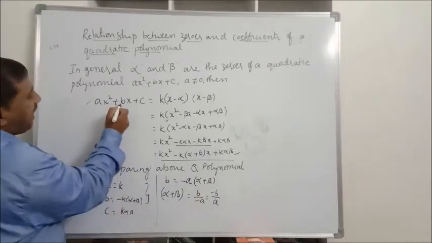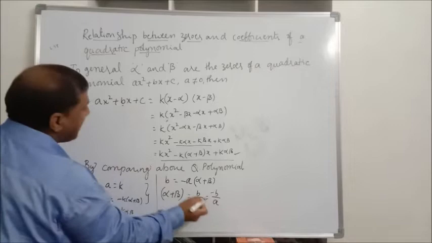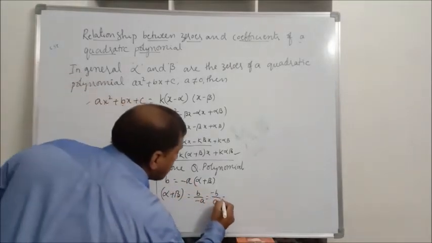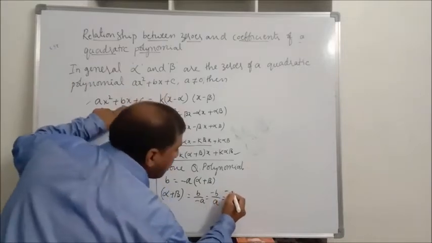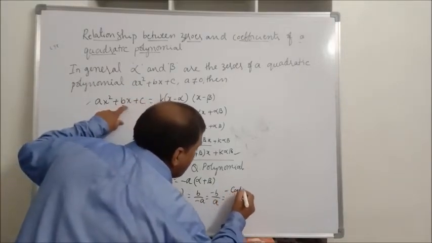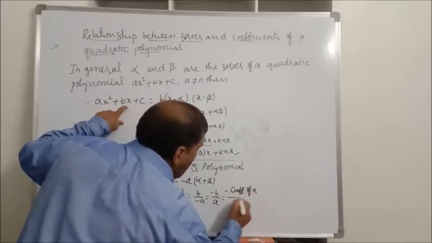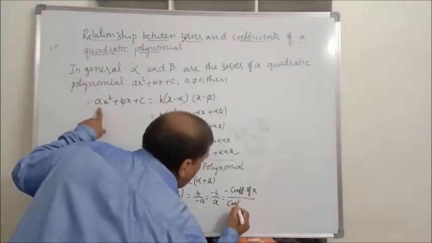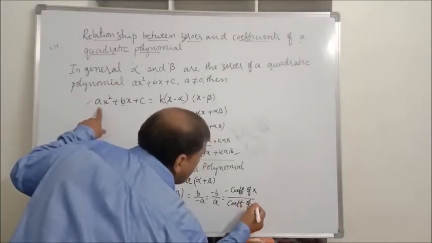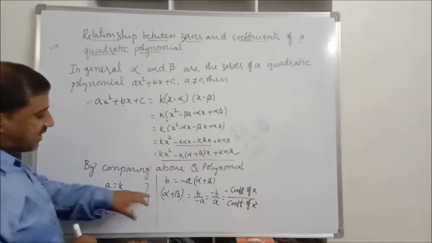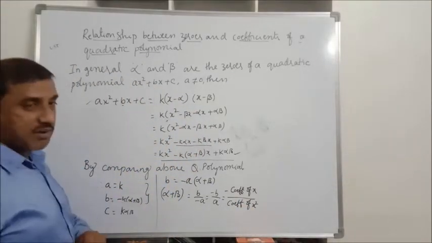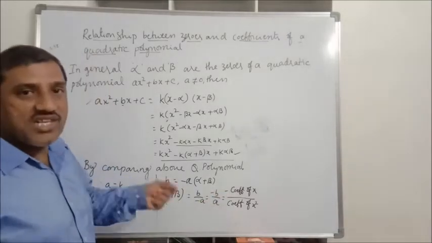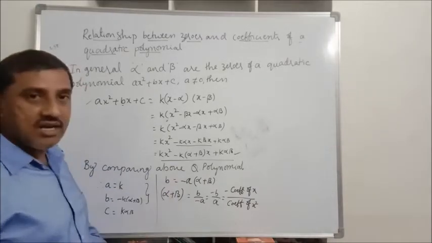Now what is b here? The x coefficient. What is a here? The x square coefficient. Minus b divided by a is equal to minus the coefficient of x divided by the coefficient of x square. Therefore, the sum of the zeros, that is alpha plus beta, is equal to minus b by a, that is minus the coefficient of x divided by the coefficient of x square.